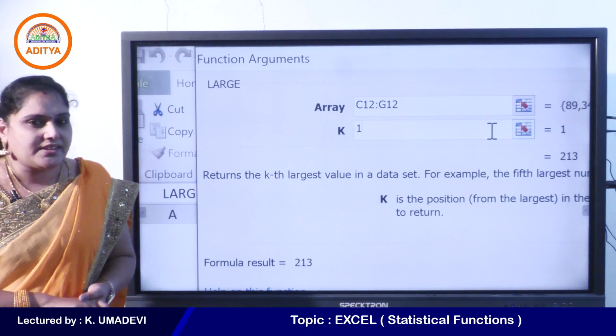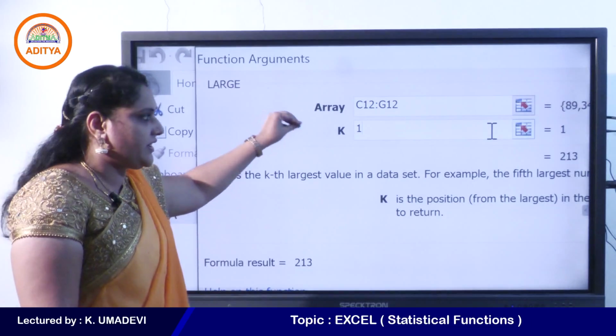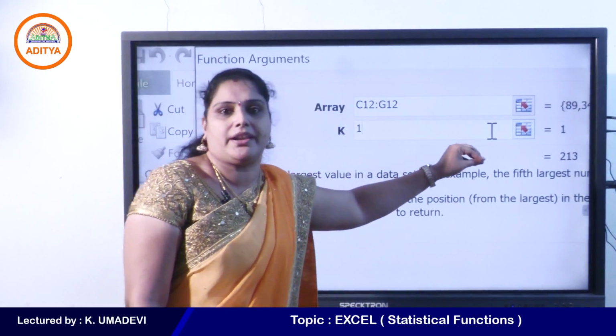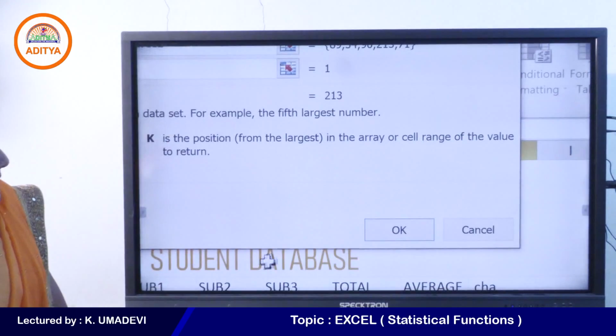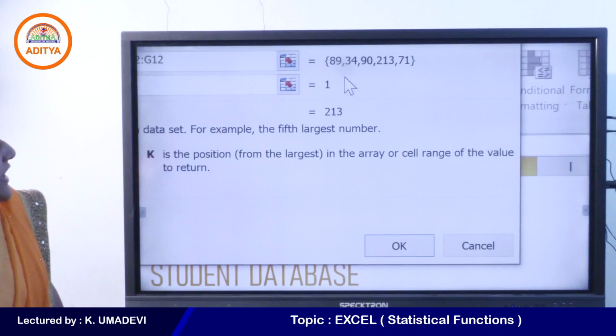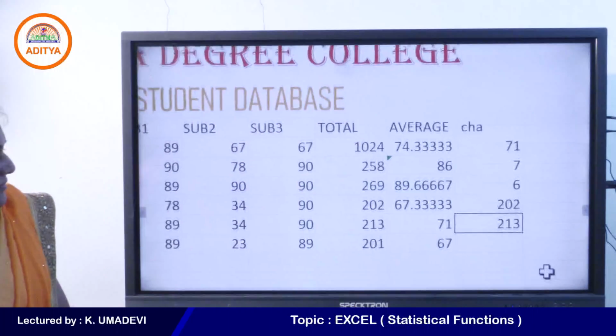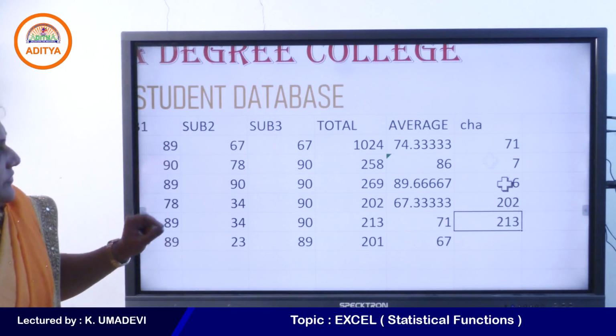So it returns, that means this large function returns the first largest element. Simply click on OK. Just observe the values 89, 34, 90, 213 and 71. Yes. So 213 is the first largest value.